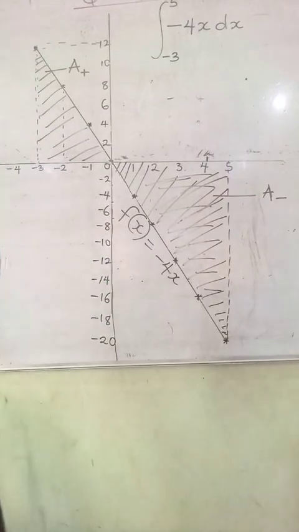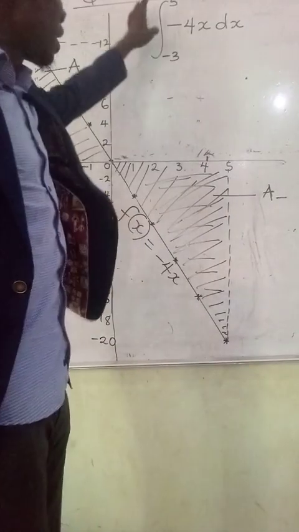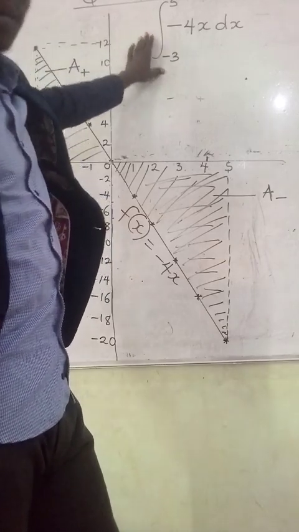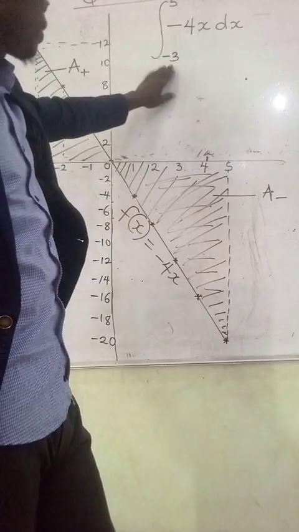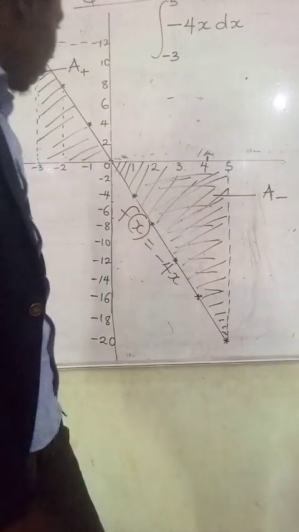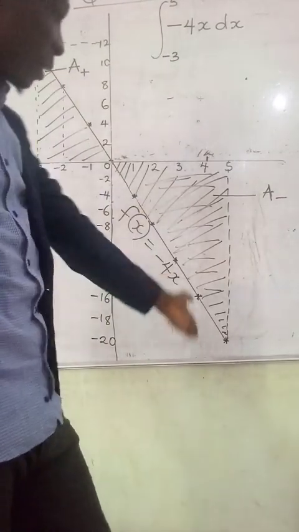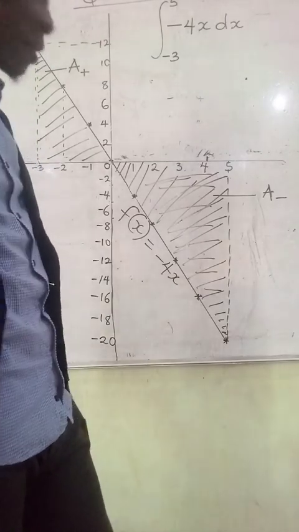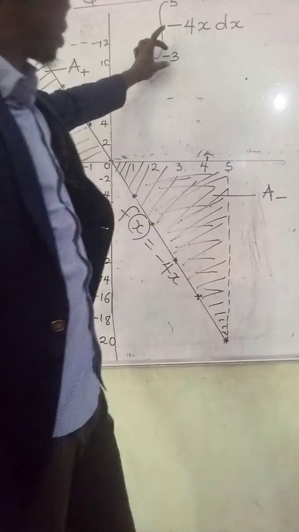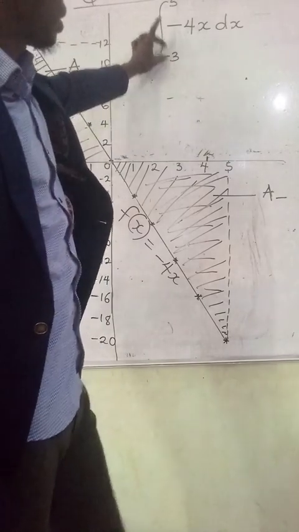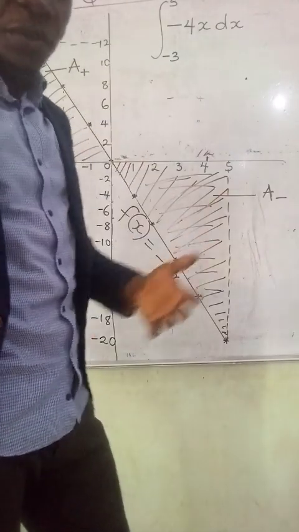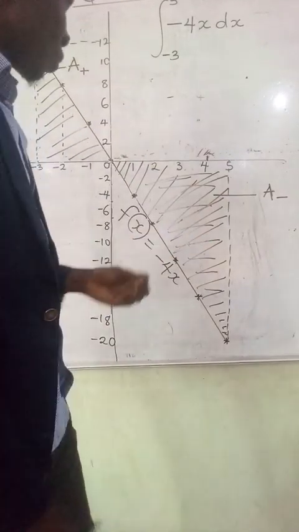Question 2, we have the definite integral of minus 4x dx, and the boundary values are minus 3 to 5. And this is the graph of f of x being equal to minus 4x. Now when we insert the boundary values from minus 3 to 5, we're going to get the corresponding values of f of x, which is the same thing as y.